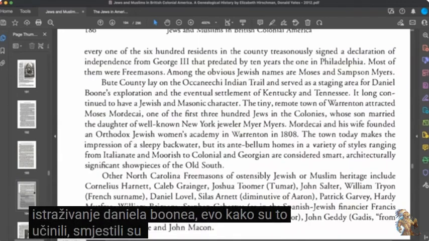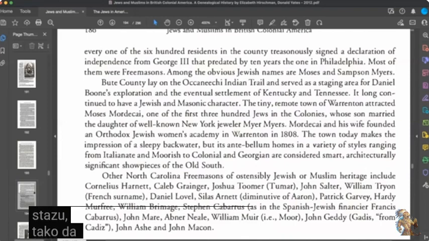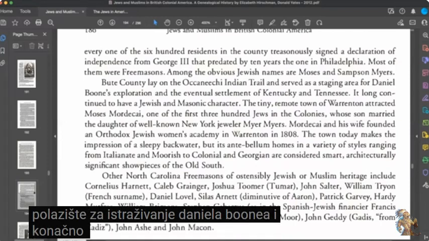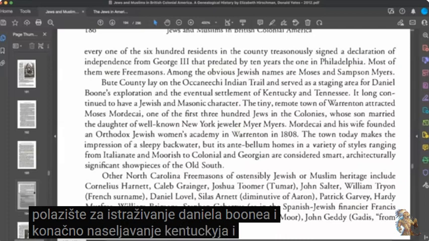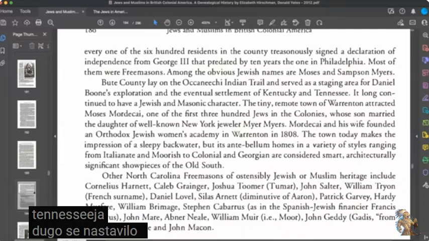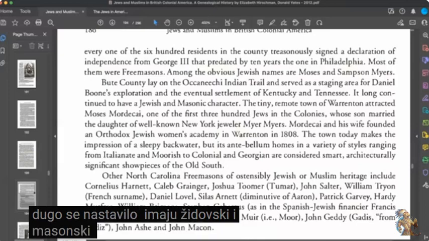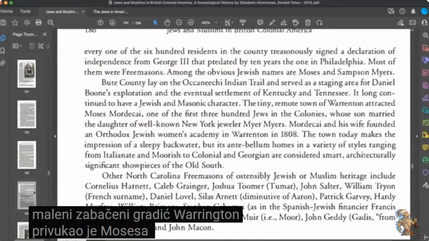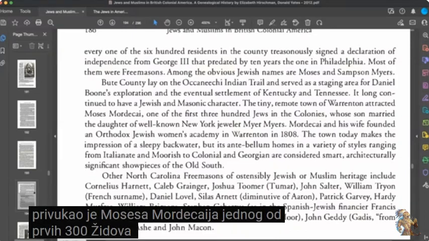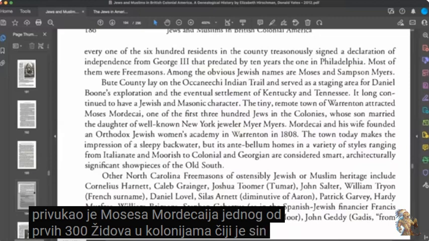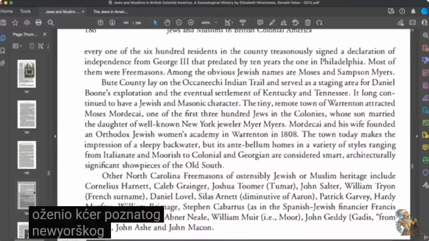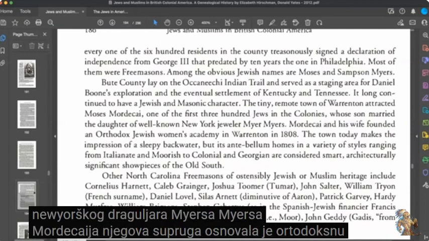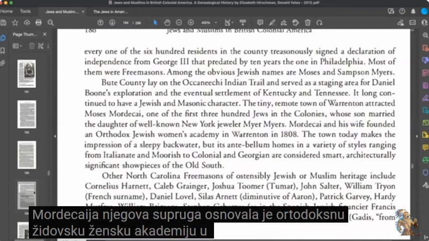This is how they did it. They set up shop right on the trail. So again, this would serve as the staging area for Daniel Boone's exploration and the eventual settlement of Kentucky and Tennessee. It long continued to have a Jewish and Masonic character. The tiny remote town of Warrenton attracted Moses Mordecai, one of the first 300 Jews in the colonies, whose son married the daughter of a well-known New York jeweler, Myers. Mordecai and his wife founded an Orthodox Jewish Women's Academy in Warrenton in 1808.